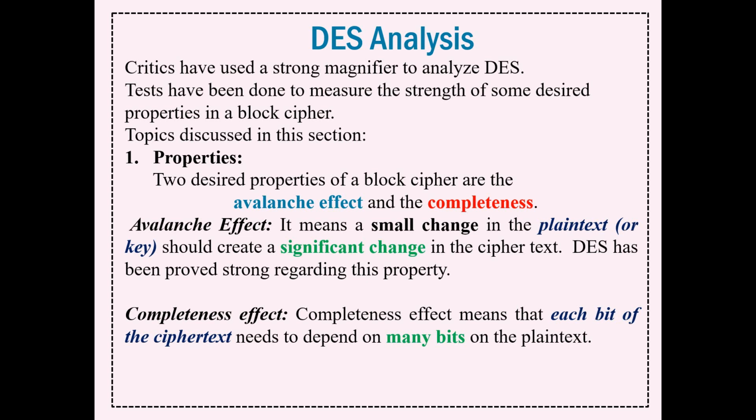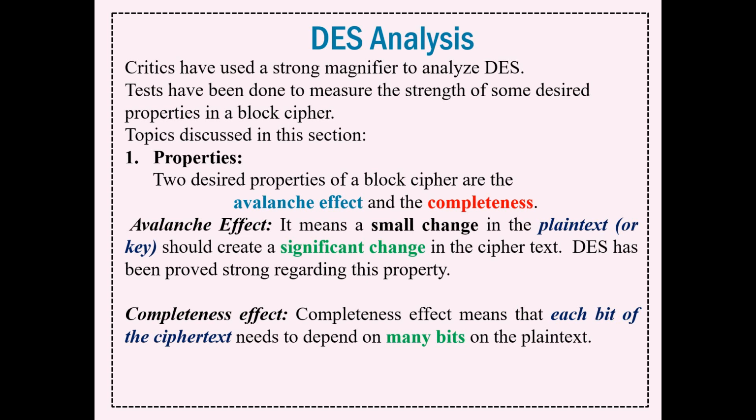Now, one of the important factors is the two important properties of DES that we are going to check. The first is called the avalanche effect, and the other is called completeness. In the case of the avalanche effect, the property is rightly justified for DES. What does avalanche effect mean? It means a small change in the plain text would result in a significant change in the ciphertext. We'll take an example in the next slide to understand this.